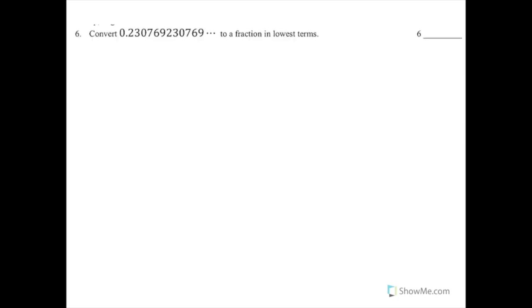Okay, so the next question says, convert this repeating decimal to a fraction in lowest terms. Now, there is a general formula for this, or a trick. You might consider a trick. But first I'll work through this problem without the trick. So this repeating fraction we see is 0.230769 repeating. By writing this long bar on top, we indicate that this is a repeating fraction with these digits being repeating. And we can figure out this value as a fraction by doing this.